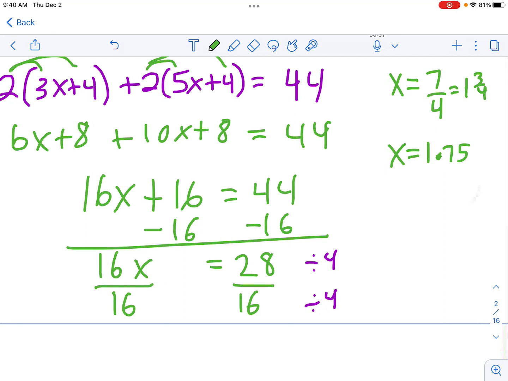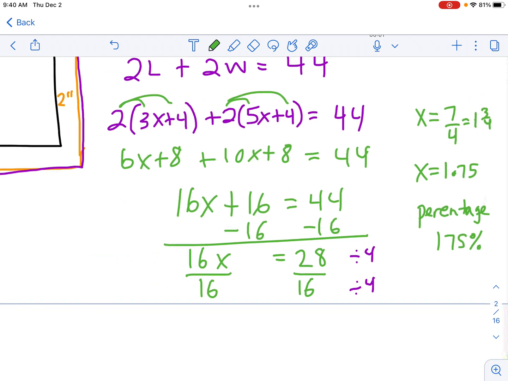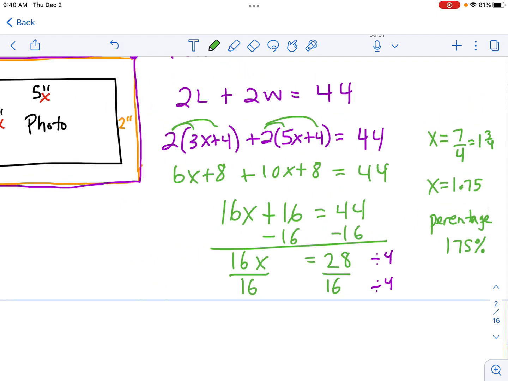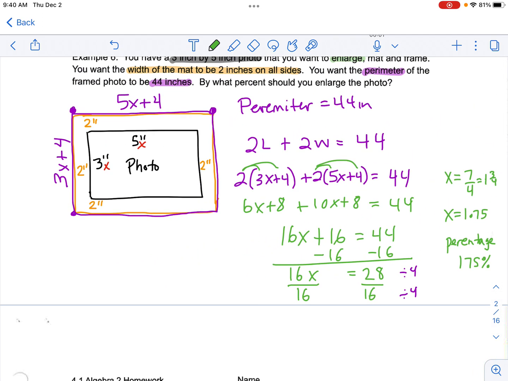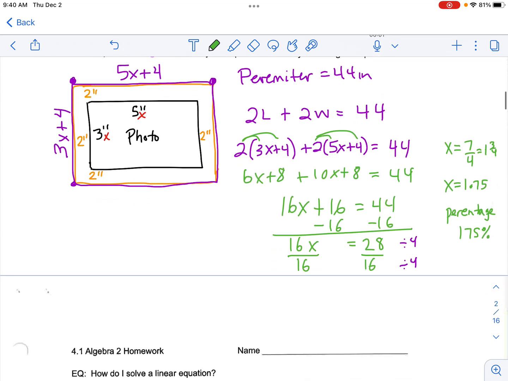So that's the enlargement. The percentage then is 175%. So when we go to the copy machine, or however we're going to enlarge this, we're going to specify that we want 175% of the original photo size.